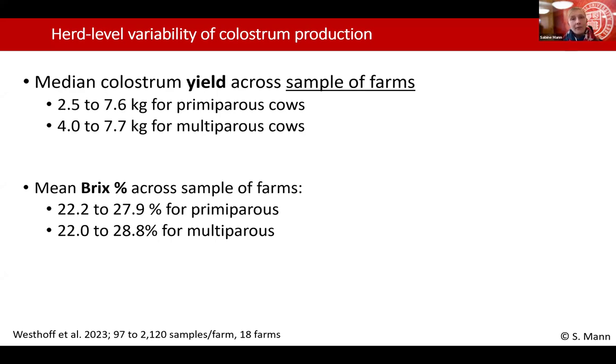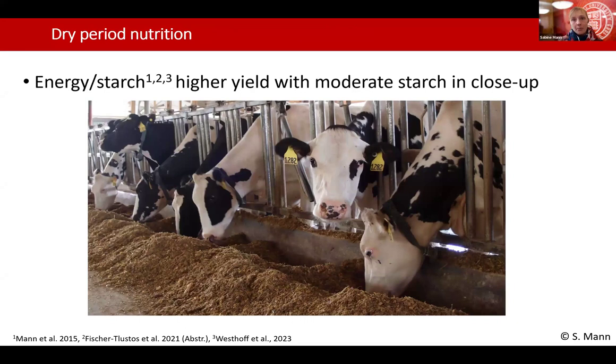So you have some farms that have on average more than double the colostrum production than on other farms. And the same is true for quality. So we know that there are on-farm management strategies that influence colostrum production and quality. And so one of the probably now best documented factors that go into colostrum yield is to feed a moderate amount of starch in the close-up period. And this has now been shown in a few different independent studies.